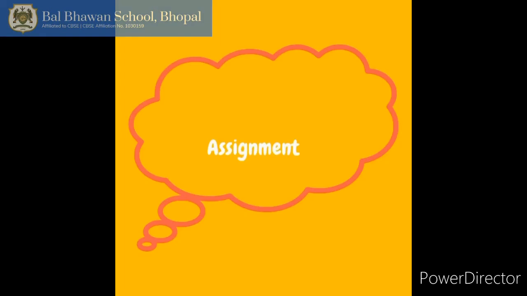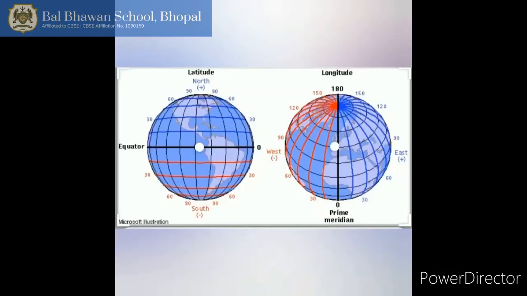Now, here is an assignment for you all, and I hope you will definitely enjoy it. Children, now an image is given. What you have to do is look at these two images and write 3 points of difference between the latitude and the longitude. I know you all will be able to do it.